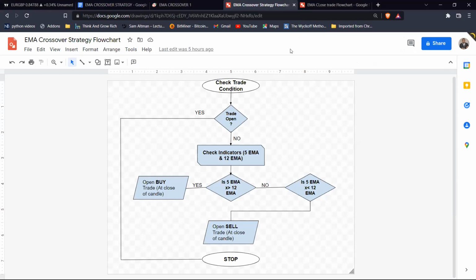So like I mentioned, when it comes to an EA, one of the first things we always want to do is to check for trades, right?